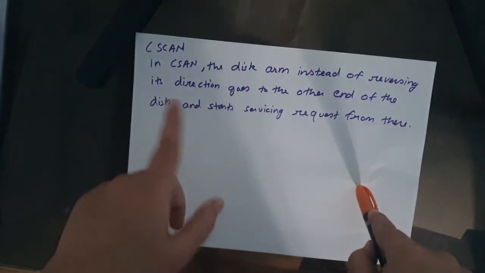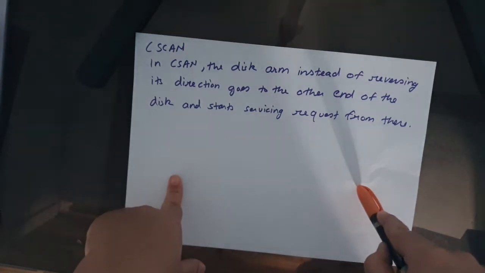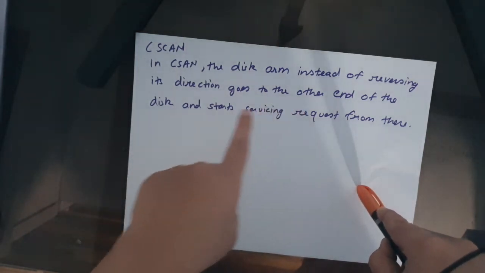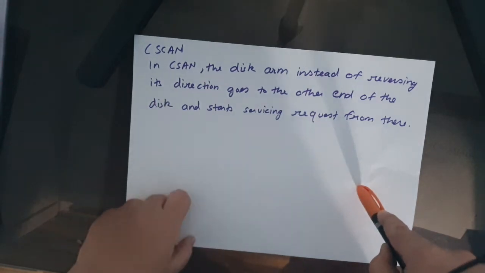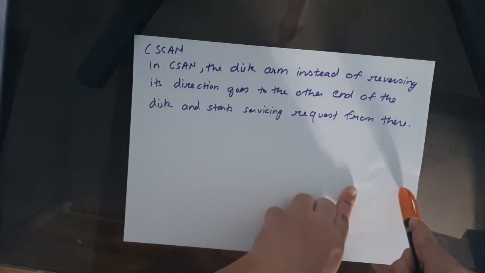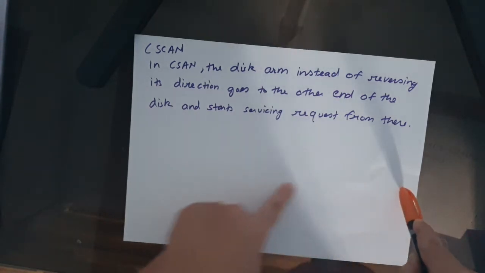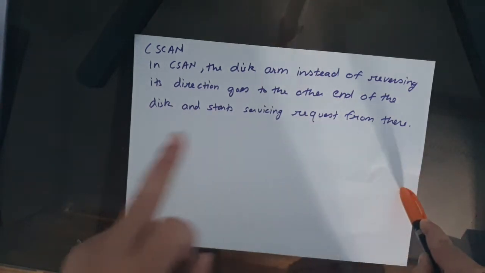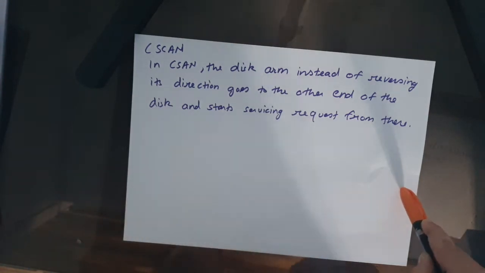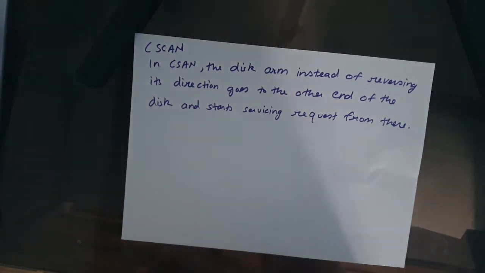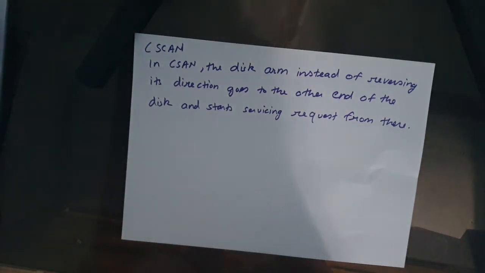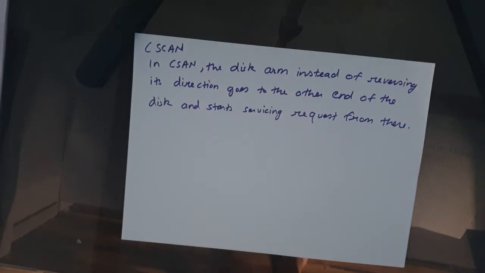But instead of reversing the direction, it goes on to the other end of the disk. Instead of reversing the direction after it reaches the end of the disk, it will go to the other end of the disk and start serving the requests from there. So this is the main point of C-scan. You will all understand it better with an example.